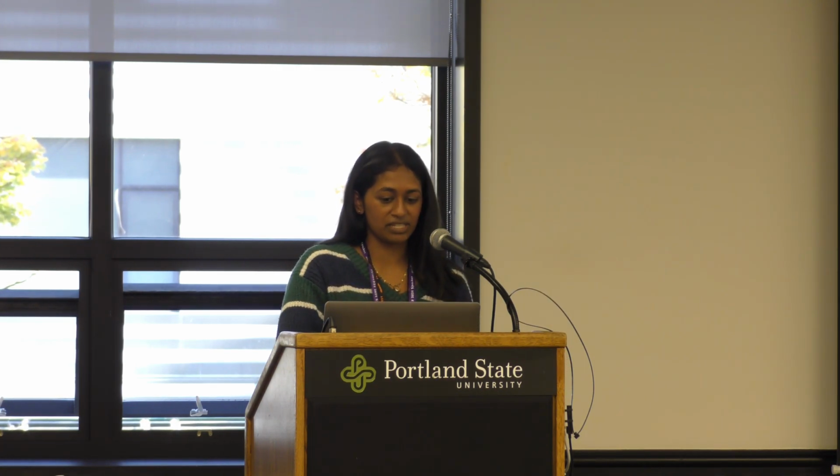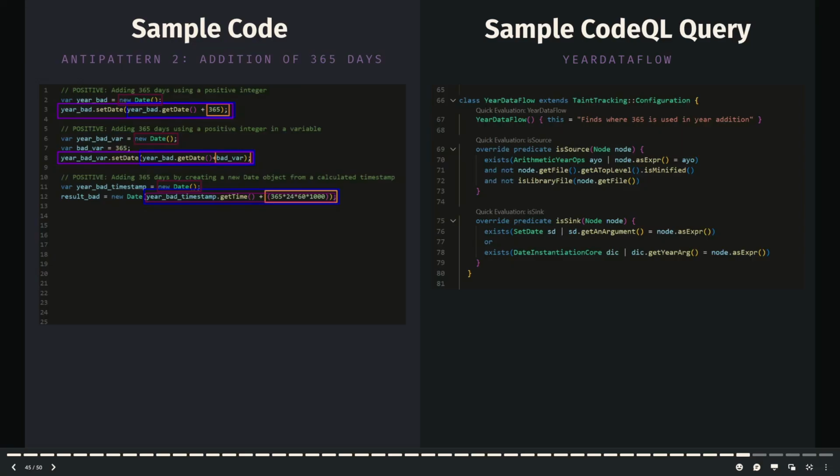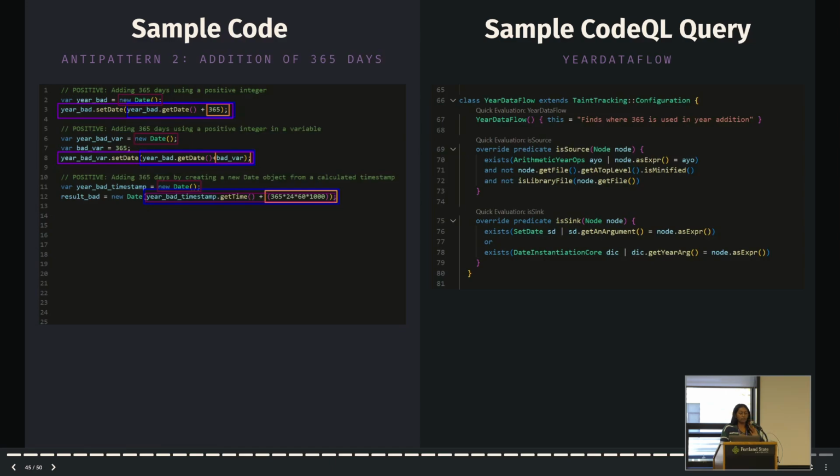Then we have to override the isSource and isSink statements. And each of the source and sink have to be written out. In this case, the source is arithmetic year ops, as we found out earlier. So line 70 says that if an arithmetic year ops object exists, it could be a source, so save it as a starting node. In this case, it's, once again, all of those purple boxes. The next 2 lines remove all of the library and auto-build files that typically come along with making a JavaScript project, so that way we don't get an influx of results that we can't control.